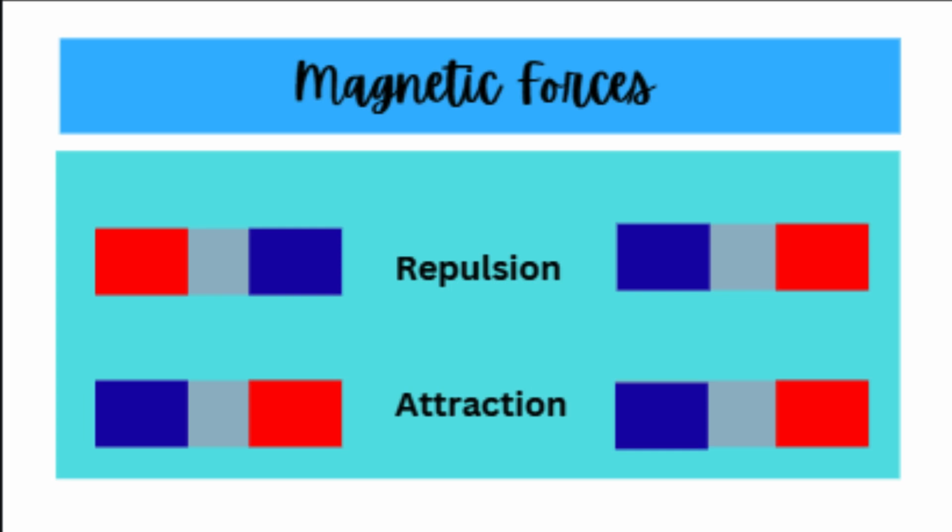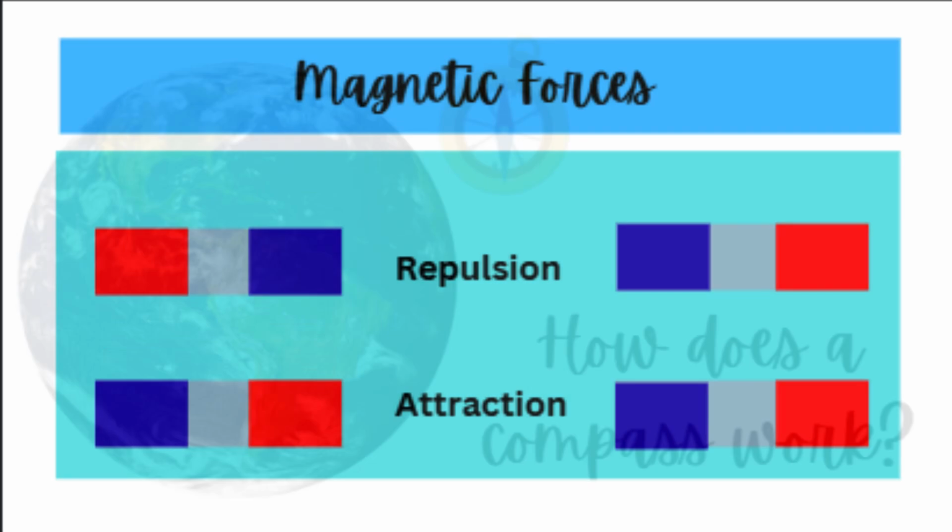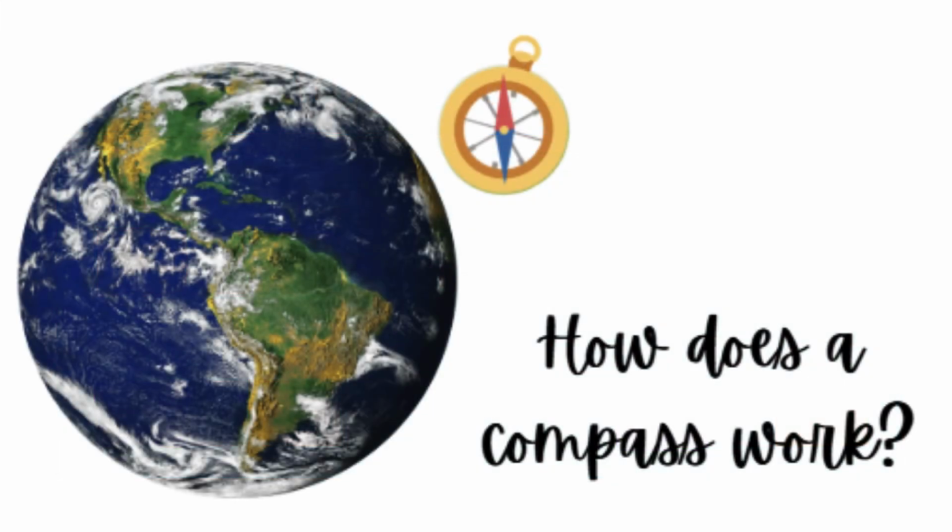So the Earth is a magnet. So then, how does a compass work? The geographic poles of the Earth refer to the northernmost point and the southernmost point on the planet, namely the North and South poles, respectively. However, the magnetic poles of the Earth are at the opposite ends. The magnetic South Pole is near the geographic North Pole, while the magnetic North Pole is near the geographic South Pole.